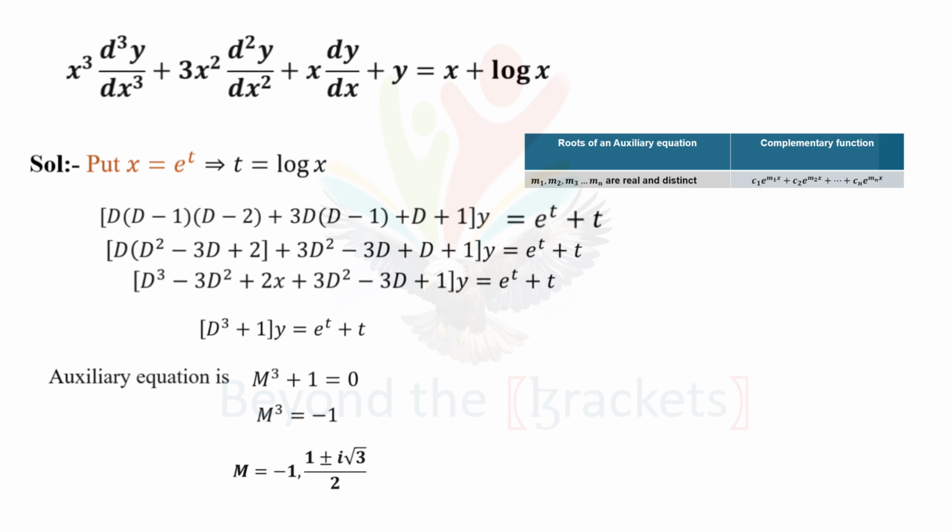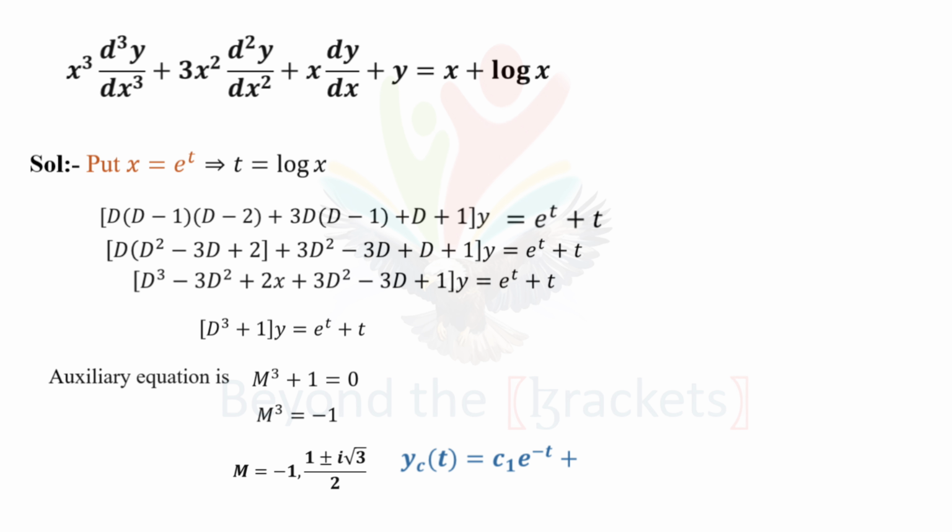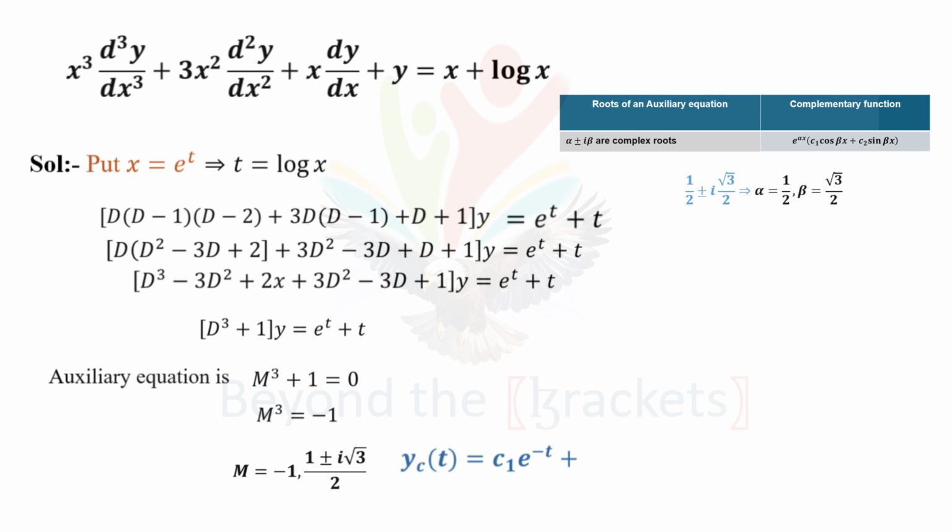Here minus 1 is a real and distinct root. For this, the complementary function will be yc equal to c1 e power minus t. 1 plus or minus i root 3 by 2 is a complex root where alpha is 1 by 2 and beta is root 3 by 2. For this, the complementary function will be e power t by 2 into c2 cos root 3 by 2 t plus c3 sin root 3 by 2 t.